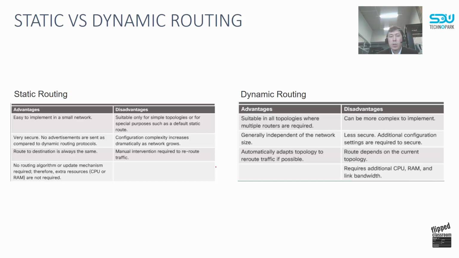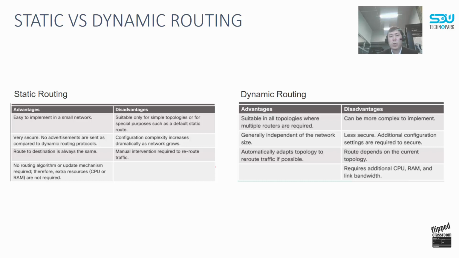Now the advantages of dynamic routing protocols. Dynamic routing protocols are suitable in all topologies where multiple routes are required. Generally independent of the network size, so your network can be small or a very big one. So the routing protocol will solve the problem of advertising the information about new routes, and automatically adapts the topology to reroute traffic if it is possible.